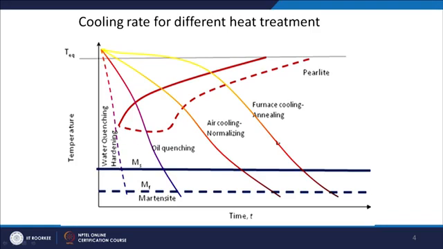Or I can do water quenching also. In that case, I will be skipping this nose, so there is no diffusional transformation, and the cooling is fast enough to directly go to the martensitic temperature, where martensite start is there. So, in this case I will get the martensite directly. Now we will come to individually, one by one, and try to discuss each heat treatment.